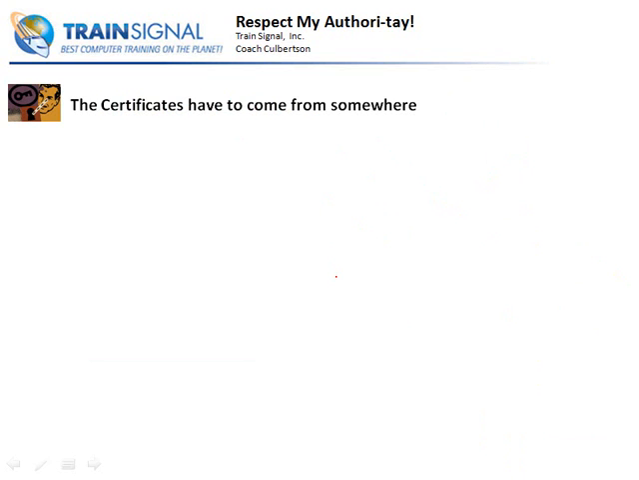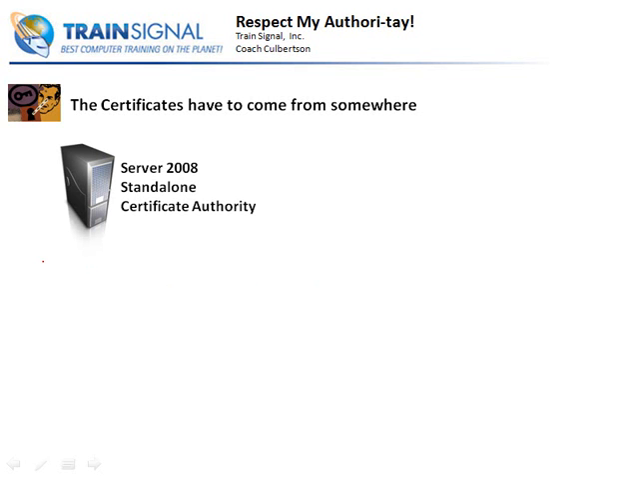Now here's the thing. The certificates, we've talked a little bit about them. We've talked about how certificates contain keys so we can get to data that's been encrypted. And that part of that certificate also proves our identity. Now those certificates have to come from somewhere. So let's talk about where they come from.